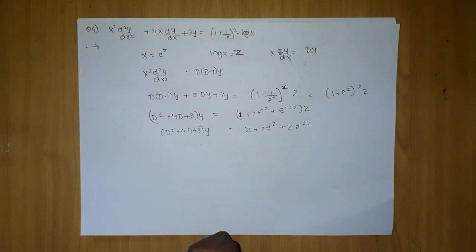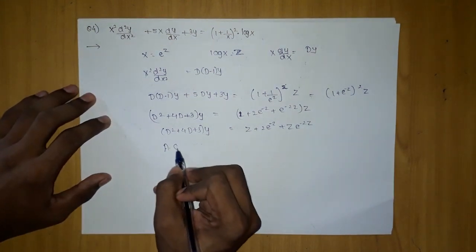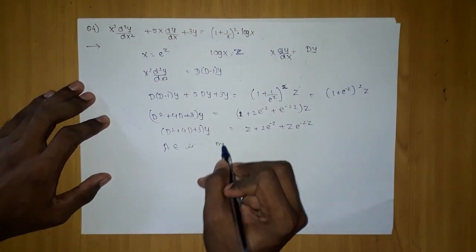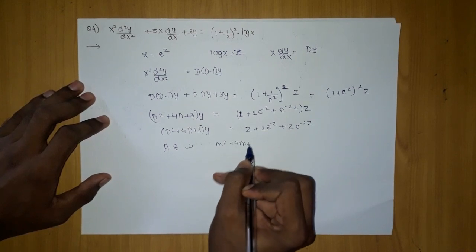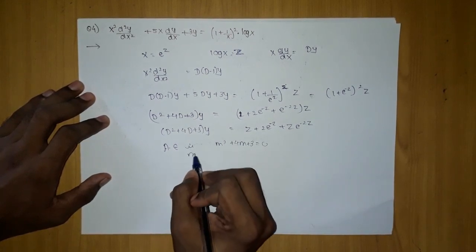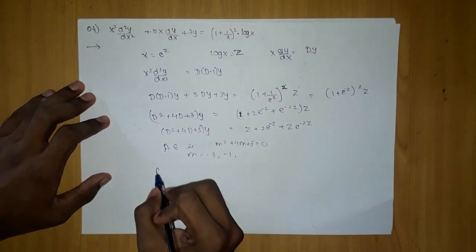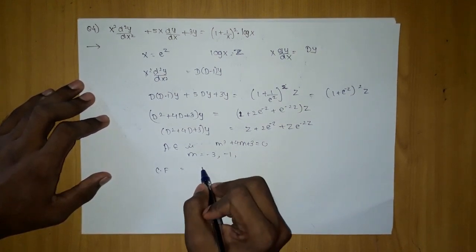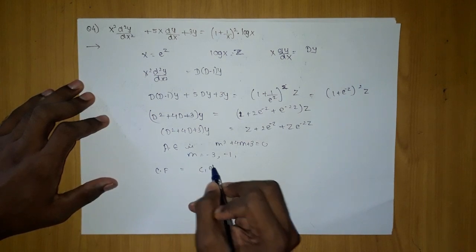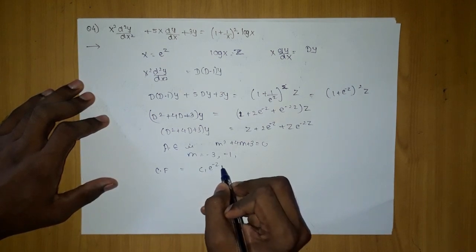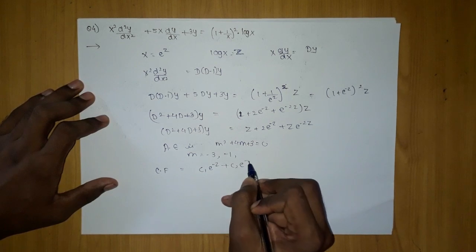Now if I focus on getting the auxiliary equation, it is nothing but m square plus 4m plus 3 equal to 0, and if you open out you will get m equals to minus 3 and minus 1 as the roots. So complementary function is very easy. It is nothing but c1 e to the power minus z plus c2 e to the power minus 3z.